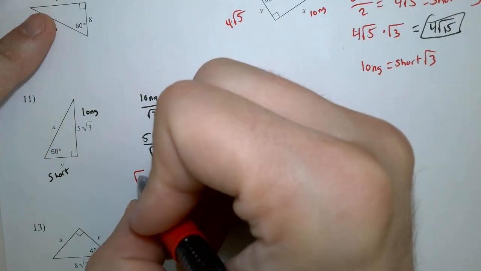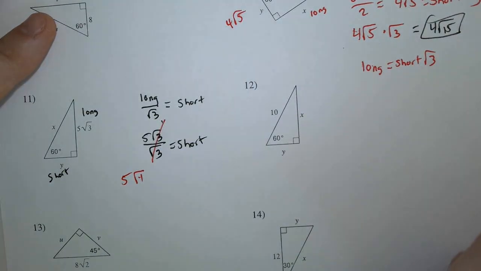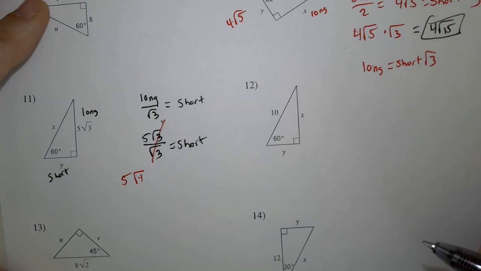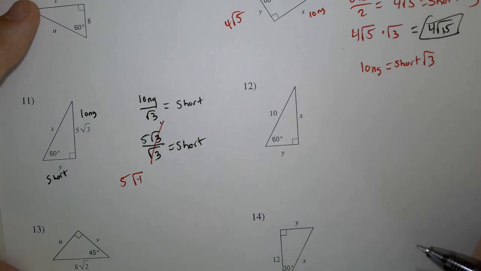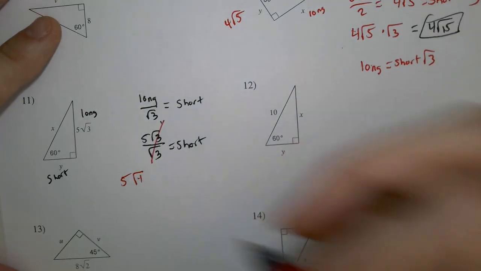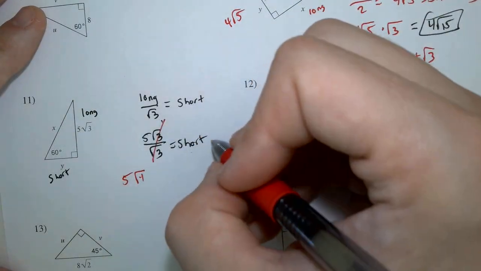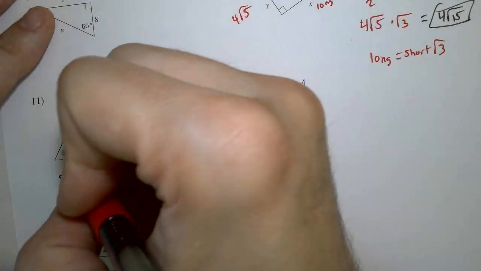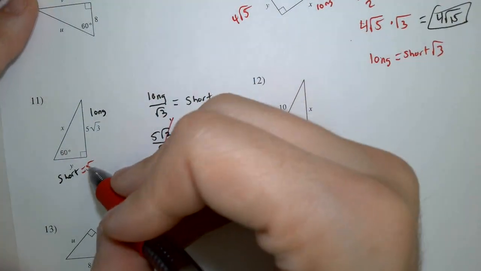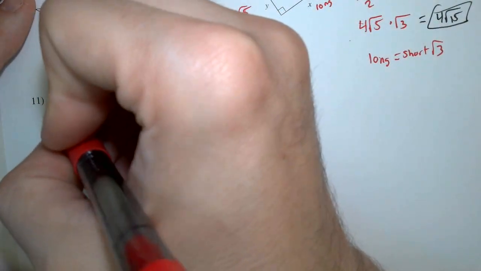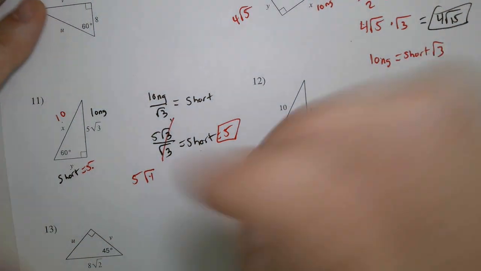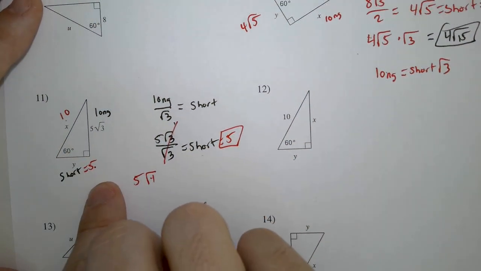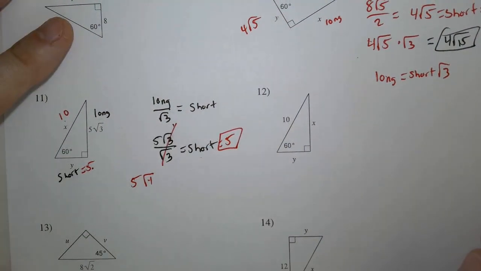But if you don't want to do that, you get 5 times square root of 1, because square root of 3 divided by square root of 3 is 1. Square root of 1 is 1. So that means the short side is just 5, because the square root of 3 canceled. So if the short side is 5, how do we go from the short side to the hypotenuse? You just double it. So we got our two answers here: 5 for the short side, or y, and 10 for x.